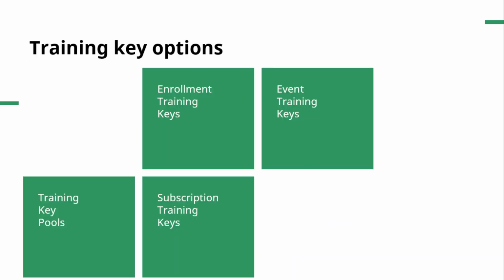There are 4 different types of training keys. 2 are used for classes and 2 are used for self-paced learning. The class training keys are enrollment training keys and event training keys, and the self-paced training keys are created through a training key pool or from a subscription. Let us start.